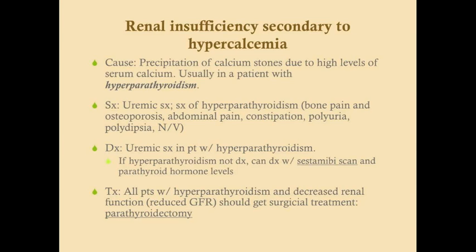But generally, on the USMLE, you're going to be given a vignette where the patient has been diagnosed with hyperparathyroidism, or you're given labs that show that they have hyperparathyroidism, and then they present with uremic symptoms and lab abnormalities that show renal insufficiency. So the treatment, anytime you have a patient with hyperparathyroidism, and they develop decreased renal function, then these patients have an absolute indication for parathyroidectomy, which is surgical treatment, and it's simply the resection of the parathyroid glands.